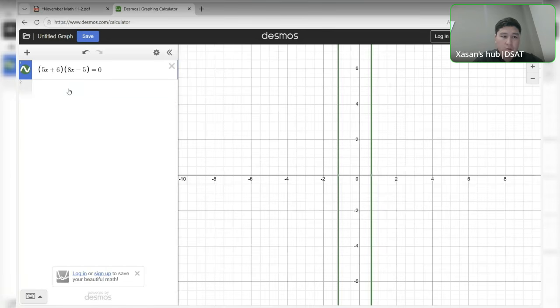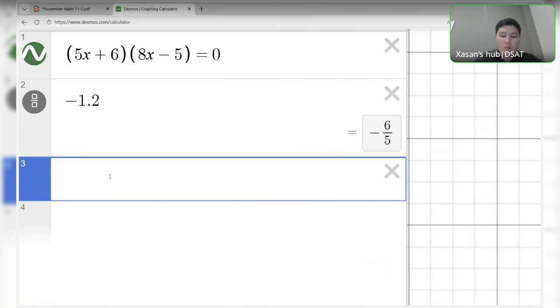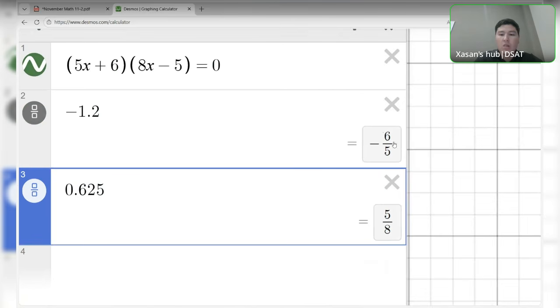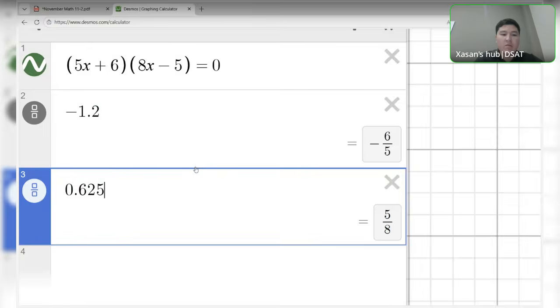Or you can also do it like this. Negative 1.2, the fractional form is this. And 0.625, the fractional form is this. So these are now the two solutions, and look for which of them we have. Option B, negative 6 over 5. Yeah, fully Desmosable.